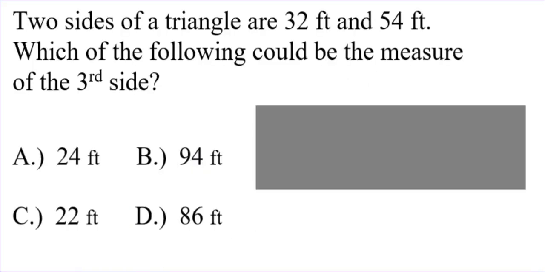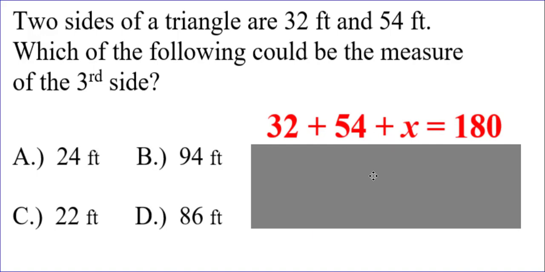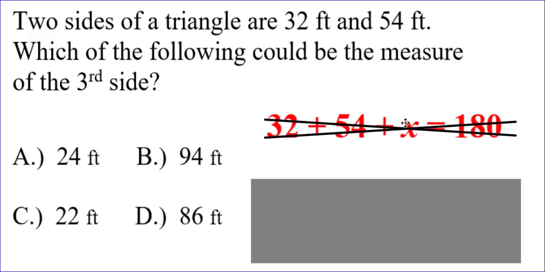Let's look at a problem like this. Two sides of a triangle are 32 feet and 54 feet. Which of the following, we have multiple choice here, could be the measure of the third side? All right, if you are thinking that you should add up the 32, the 54, and an unknown angle and set that equal to 180, I got news for you. That's the wrong idea for this problem. It didn't even talk about angles. It talked about sides. And what's the measure of the third side? Not third angle. So this has nothing to do with 180 degrees.